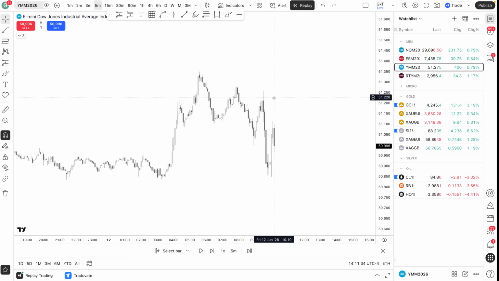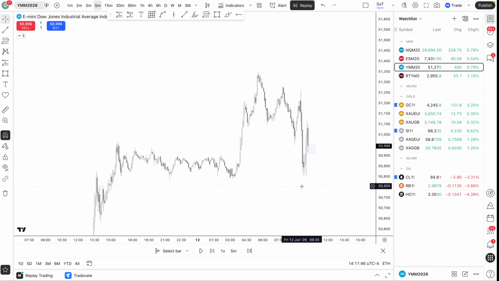Yo, what's up, guys? I'm just gonna do a quick recap here on my trade. So I took this gap here. I had a lot of people for some reason asking why YM over NQ.